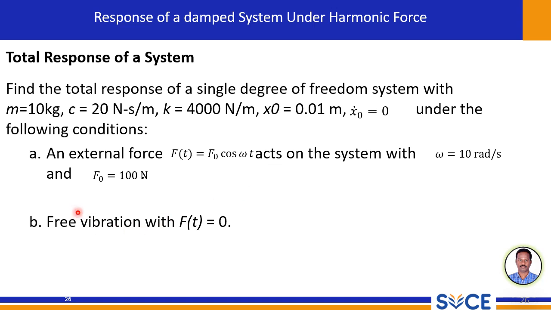The first condition is that an external force f of t equals F naught cos omega t acts on the system, with omega equal to 10 radians per second and F naught equal to 100 Newton. This is a case of forced vibration with harmonic force. We need to determine how the system responds to this external force.